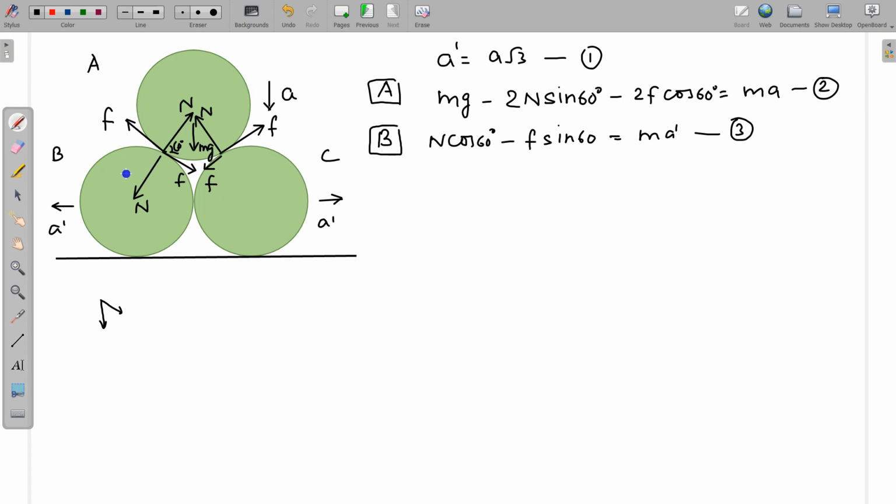Now rotation, we have to consider rotation. There is no rotation of A because the normal is passing through the center, mg is passing through the center, and this friction will tend to rotate in the clockwise direction and this friction will tend to rotate in the anti-clockwise direction. So all the effects are cancelled. So A will not rotate.